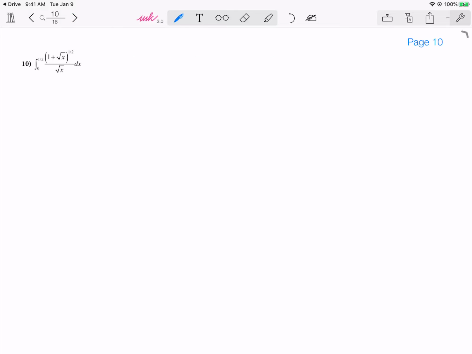Alright, now time for getting some fun ones. So I look at this, and I see that I've got something raised to a 1/2, and I go, well, I can't expand that, so maybe I need to set whatever's inside equal to u. So that's what I'm going to do. So u equals 1 plus the square root of x, and I'm actually going to write it as x to the 1/2 because that helps me write my derivative, which is 1 over 2 square root of x, which I'm actually going to write like this.